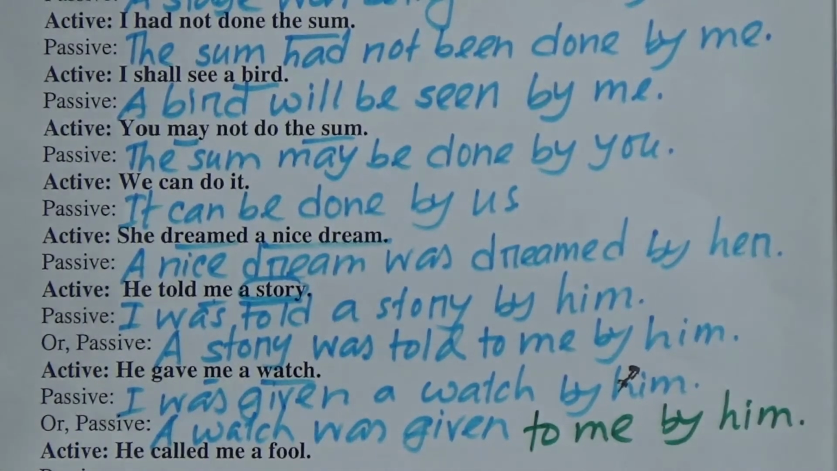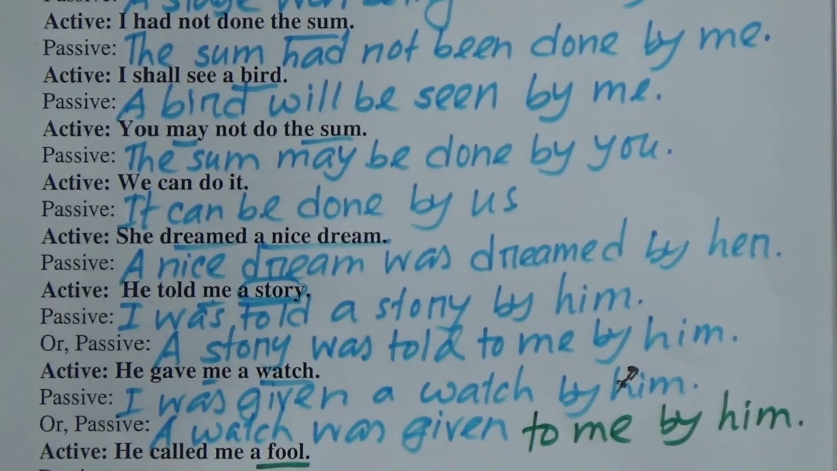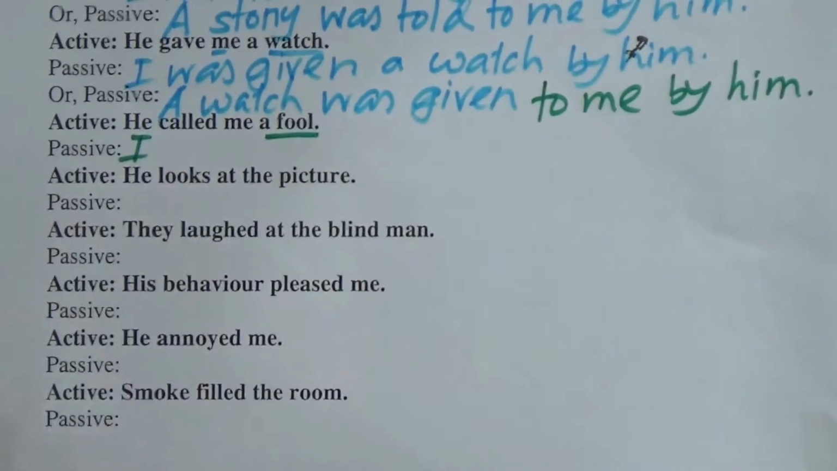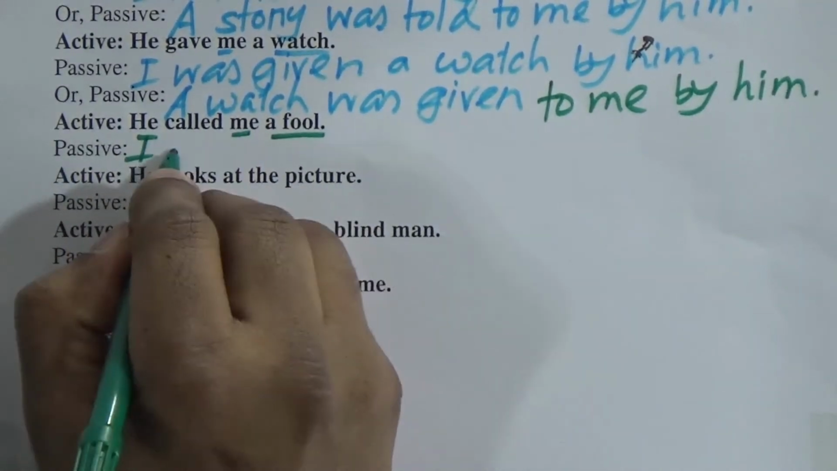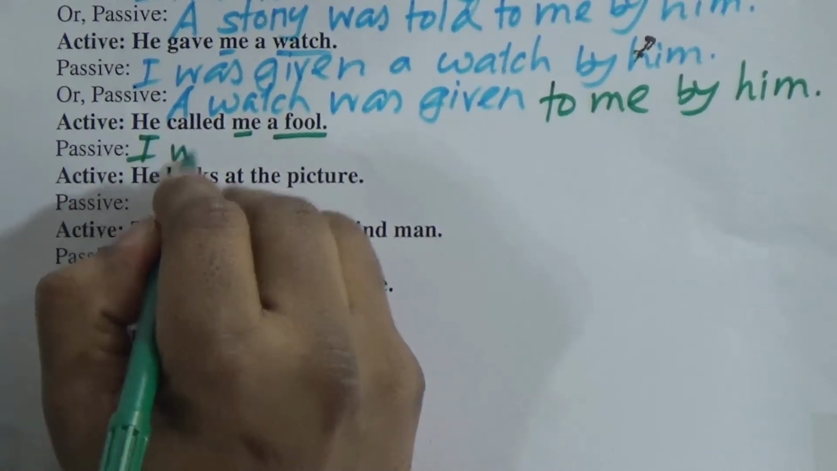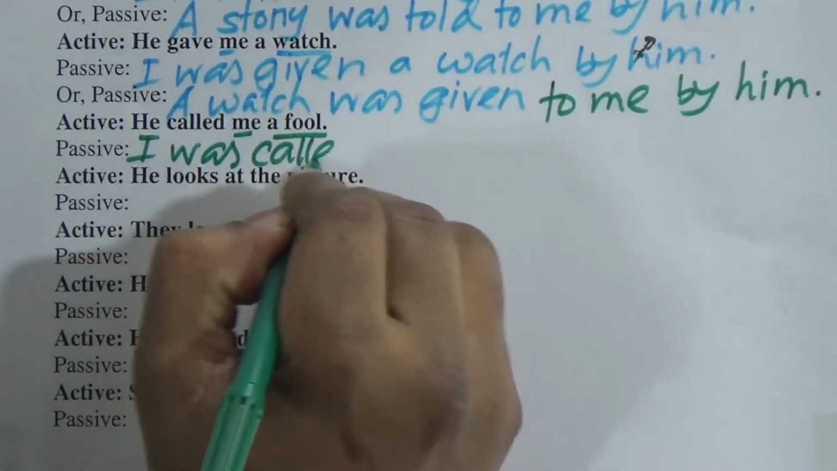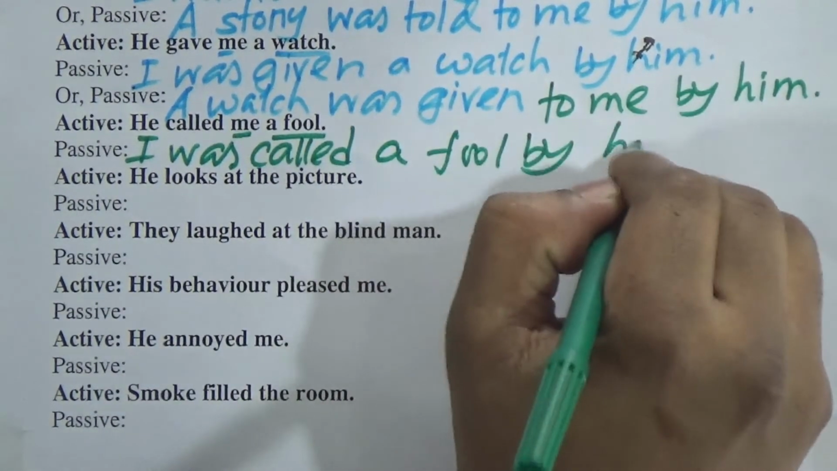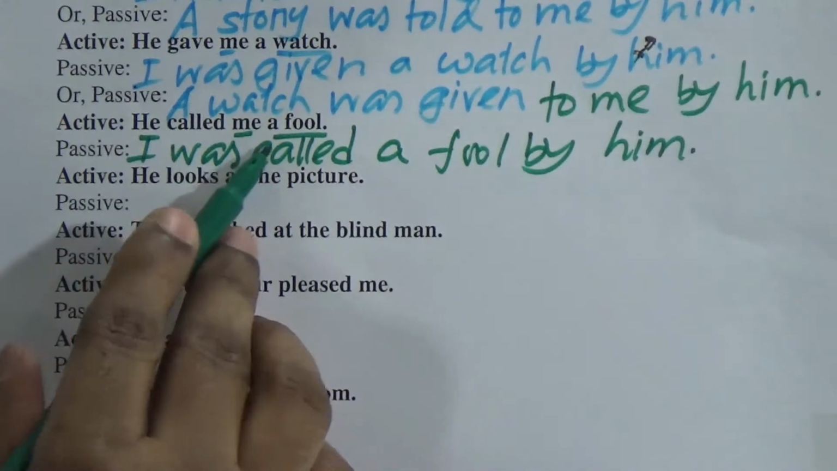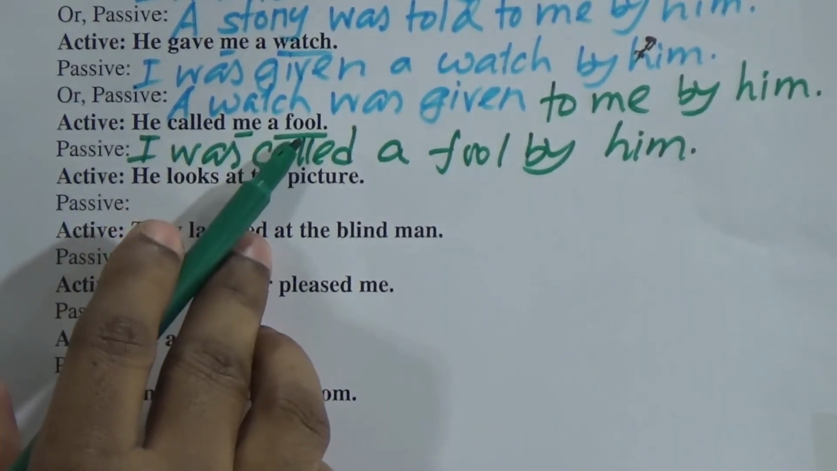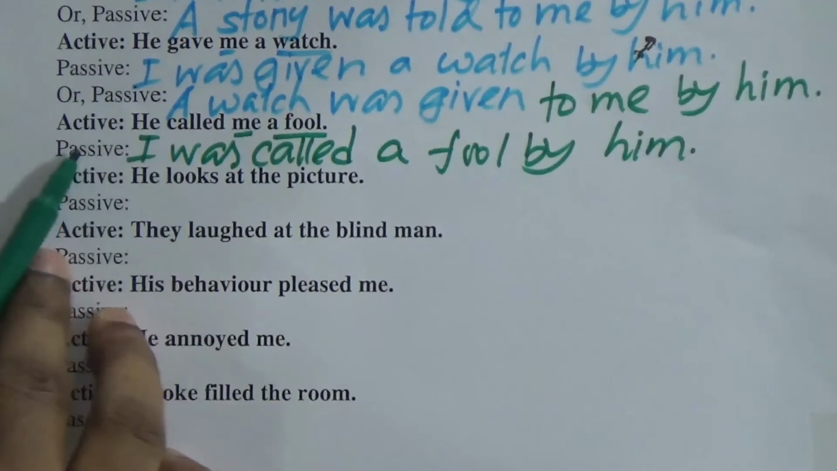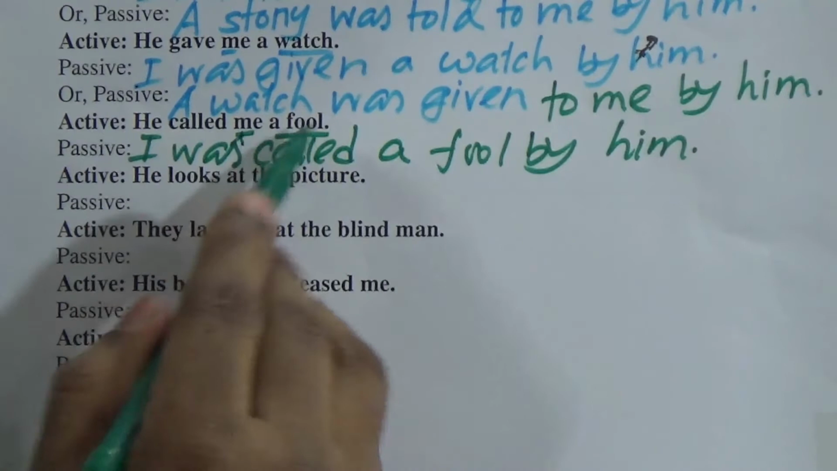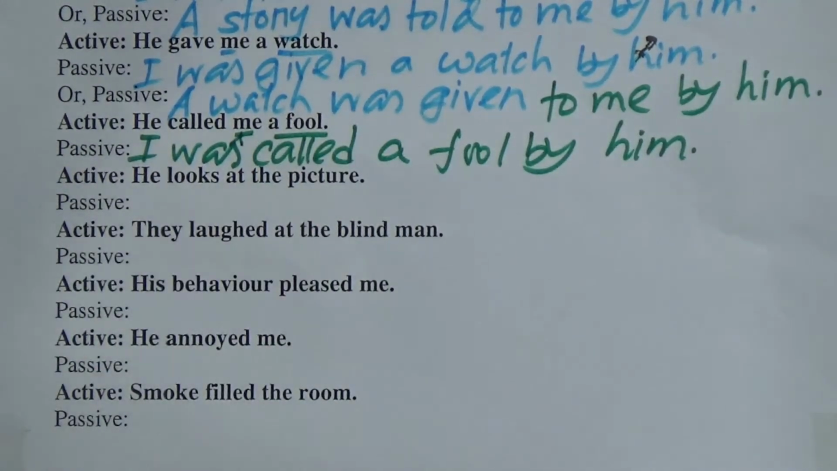Next one, he called me a fool. In this case, you cannot take the second object because this is called a factitive object. You have to take the first object. If you take the second object, your answer will be wrong. So me will be I, past indefinite tense, I was called a fool by him. What is a factitive object? After any verb, if there is one object and without another object the sentence cannot express its meaning, this is called a factitive object.